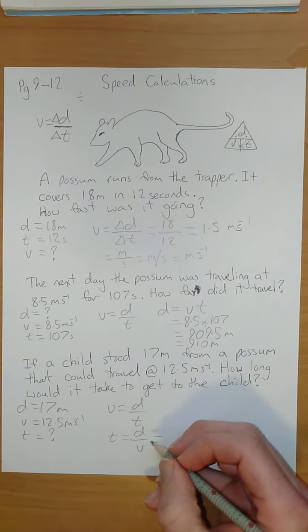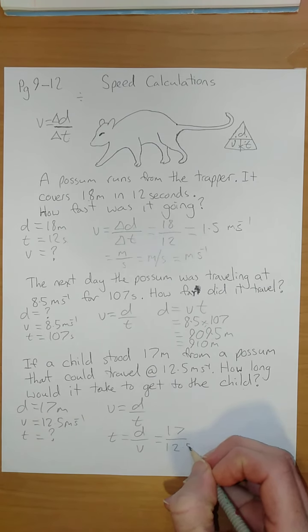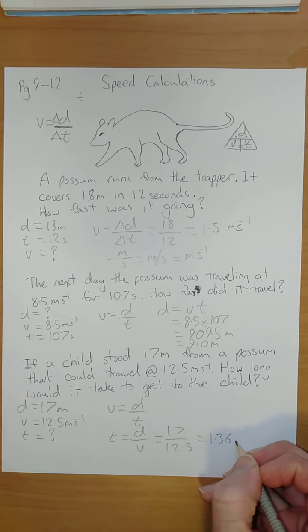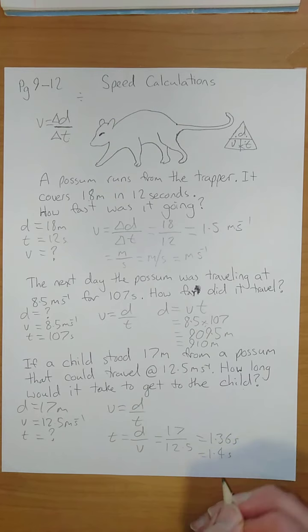And instead of distance, we put in 17. Instead of velocity, we put in 12.5. And that gives us an answer of 1.36 seconds. And we'll round that one to 1.4 seconds.